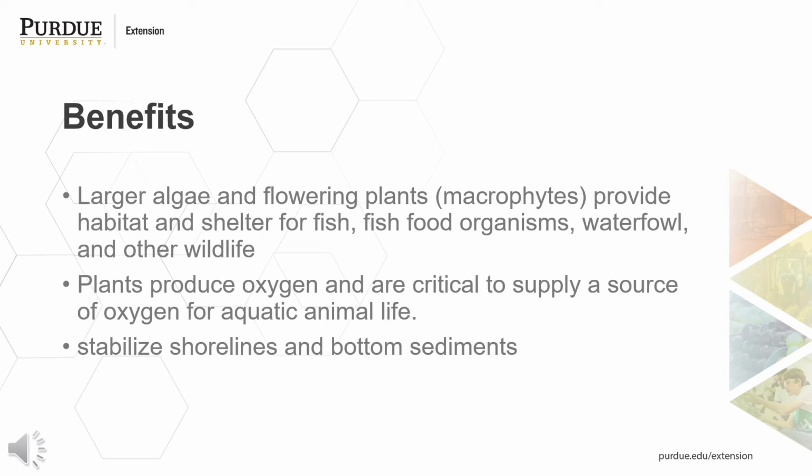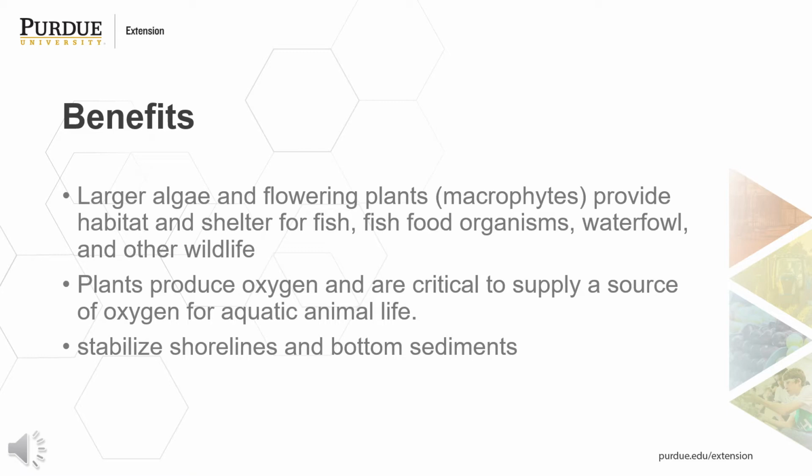Because all plants, including those that grow underwater, produce oxygen as they photosynthesize, they are major sources of oxygen for aquatic animal life. Rooted plants on edges of a pond or lake can stabilize shorelines and bottom sediments. They also absorb nutrients and filter pollutants from runoff, which can improve water quality. Because of these benefits, some aquatic plant growth is desirable, but completely eliminating native aquatic vegetation should never be the goal of a management plan.